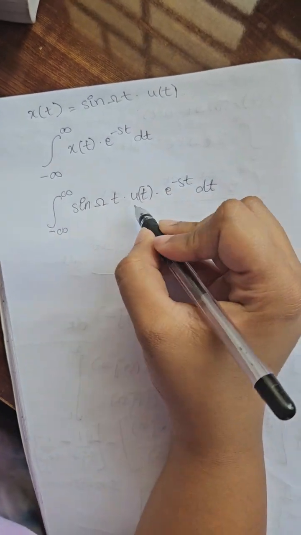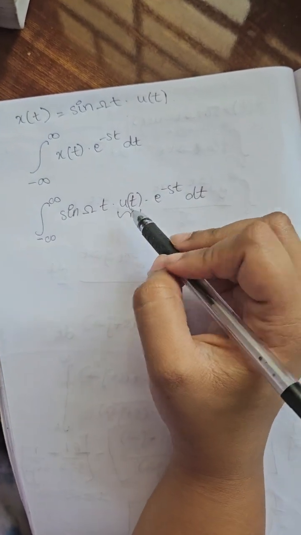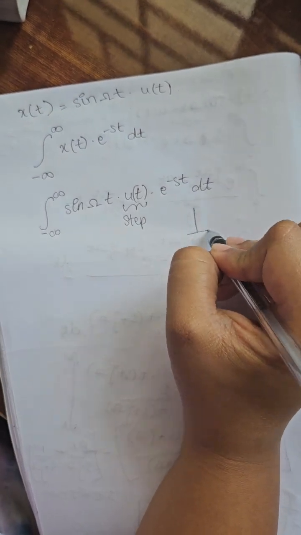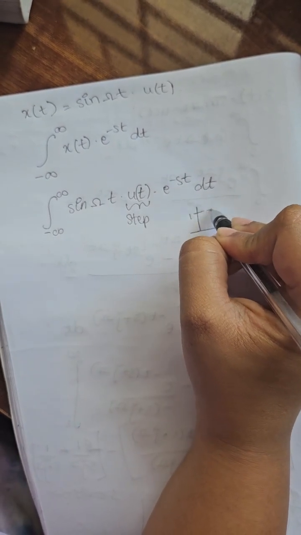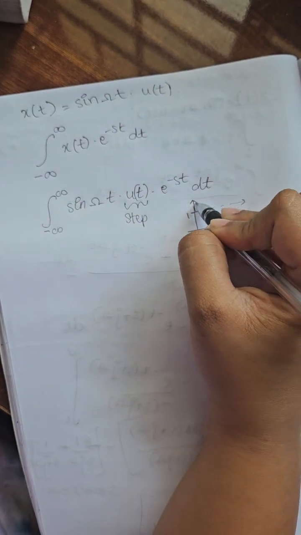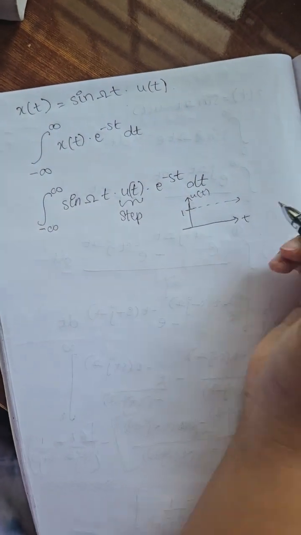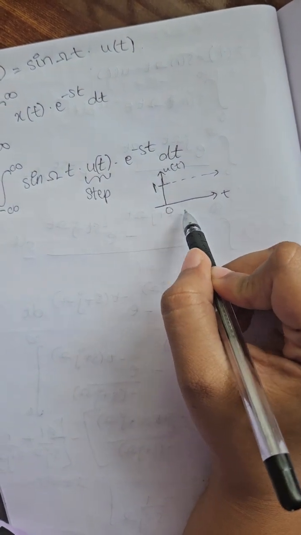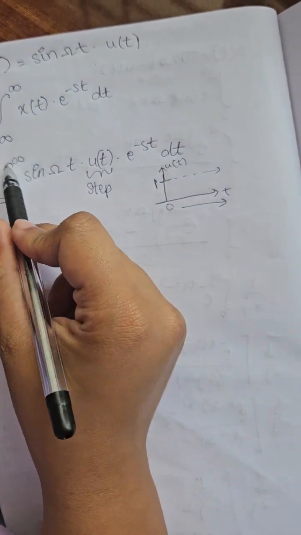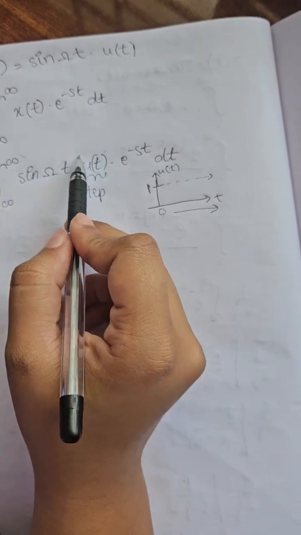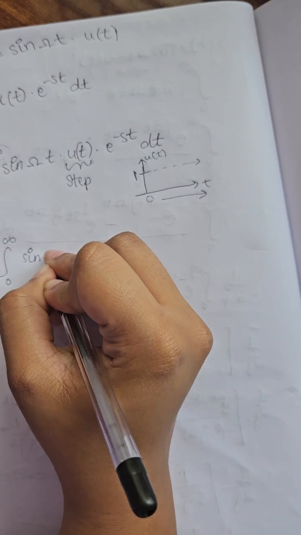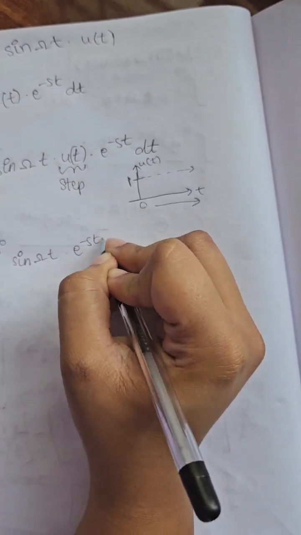Right away, I can tell you because we have u of t, which is a step function. It looks a bit like this. This is how your u of t will look. So basically we know u of t gives a value of 1 only from 0 onwards. So I can change this to 0 to infinity if I make this 1. So 0 to infinity sine omega t into e raised to minus st dt.